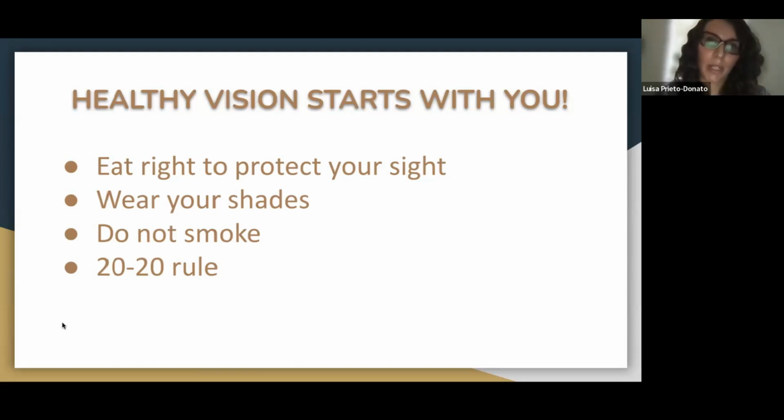Also very important to wear sunglasses. Just as ultraviolet rays aren't good for our skin, same thing for the eye, mostly for cataracts. Do not smoke, because smoke in general breaks down things at a cellular level. It makes the cataracts progress faster, and for the retina as well, it's not healthy.